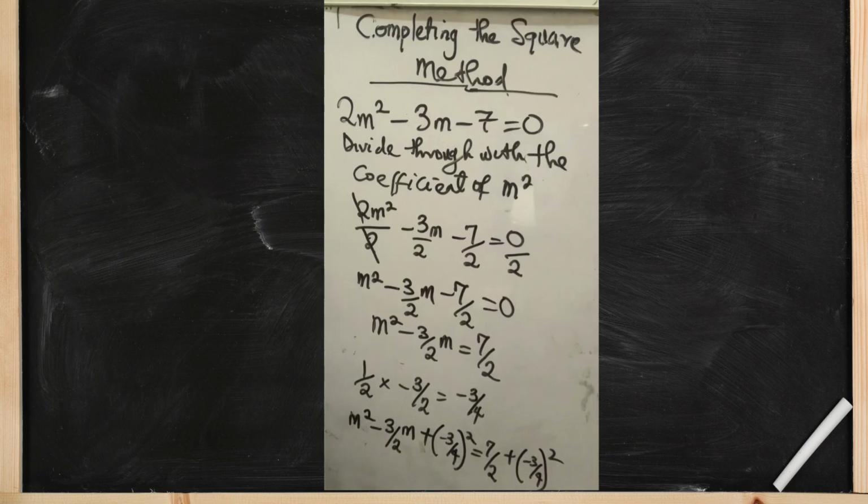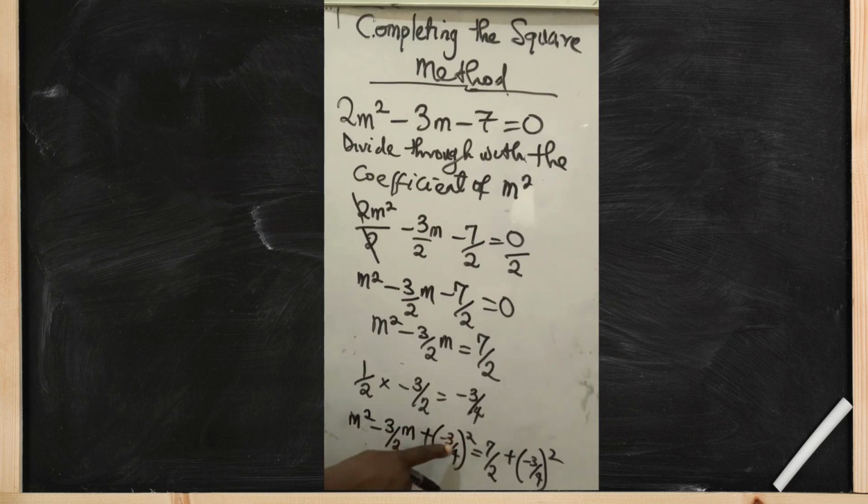So that's what it means. We are just looking for half of this, then we square the half of this and add the square of it to both sides in order to ensure we are still maintaining the equation. So once we add it to the left hand side, we add it to the right hand side.